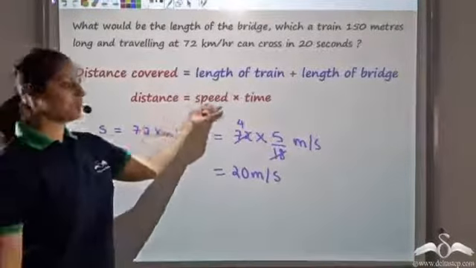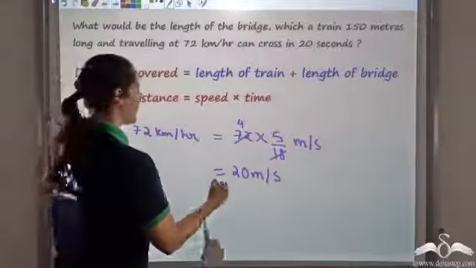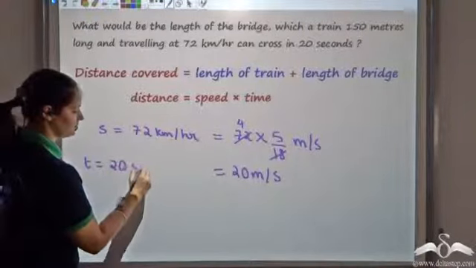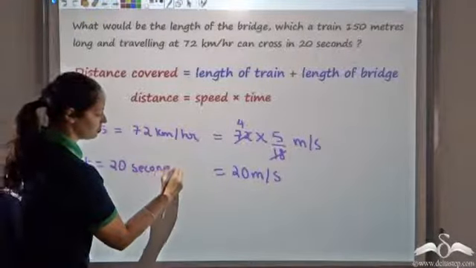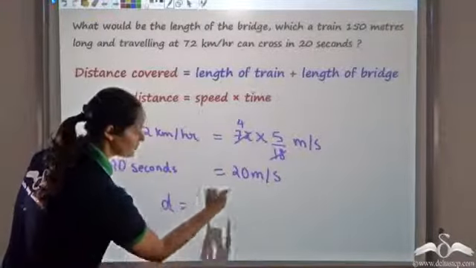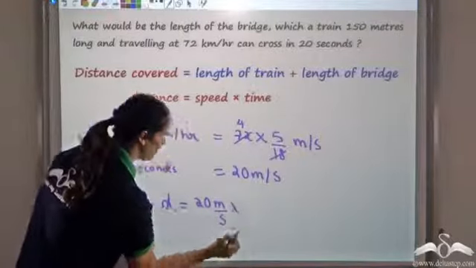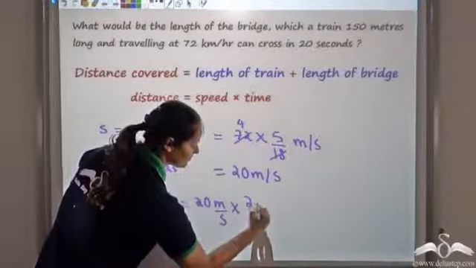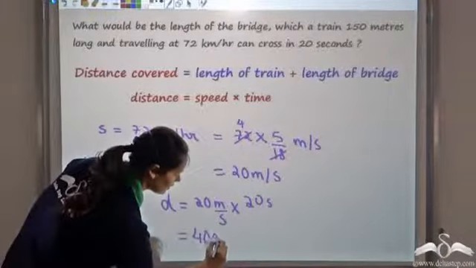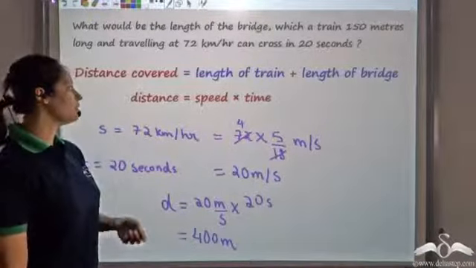So distance is speed into time. Speed is 20 meters per second and time is given to me as 20 seconds. So I can write distance D as speed, which is 20 meters per second, into time, which is 20 seconds. So this I get as 400 meters. That is, the distance of the train comes out to be 400 meters.